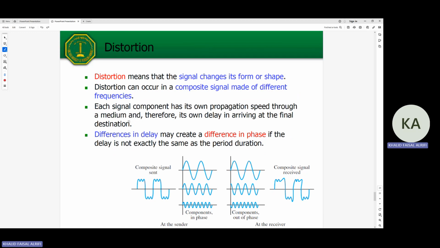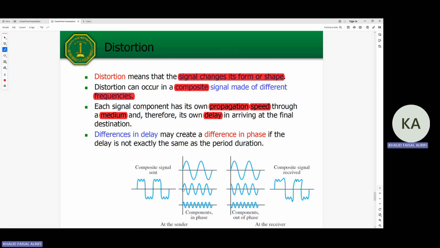The second type of the causes of impairment is distortion, meaning the signal changes from its form or shape. Distortion can occur in a composite signal made of different frequencies. Each signal component has its own propagation speed in a medium, therefore its own delay. So the concept here is the delay. A difference in delay may create a difference in phase.